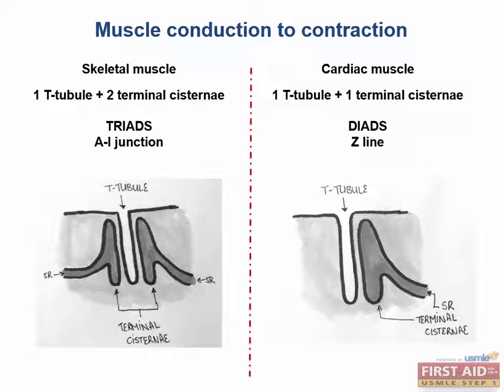Cardiac muscle, by comparison, is comprised of dyads, or one T-tubule and one terminal cisternae. It's located at the sarcomere Z-line and allows for excitation-contraction coupling.